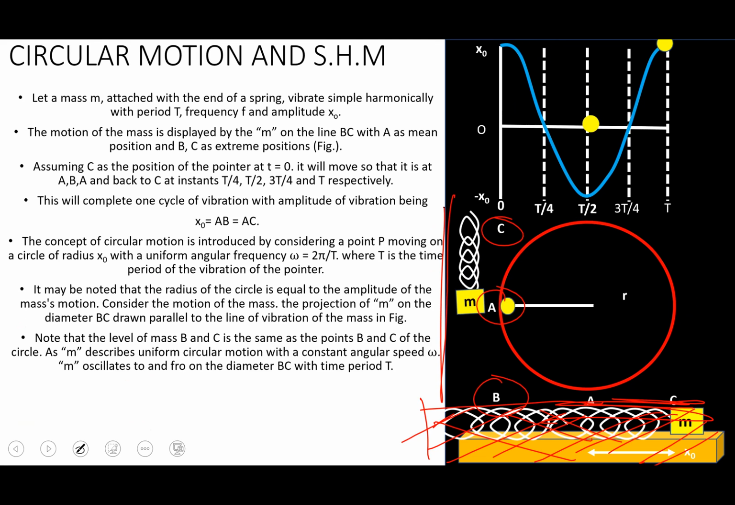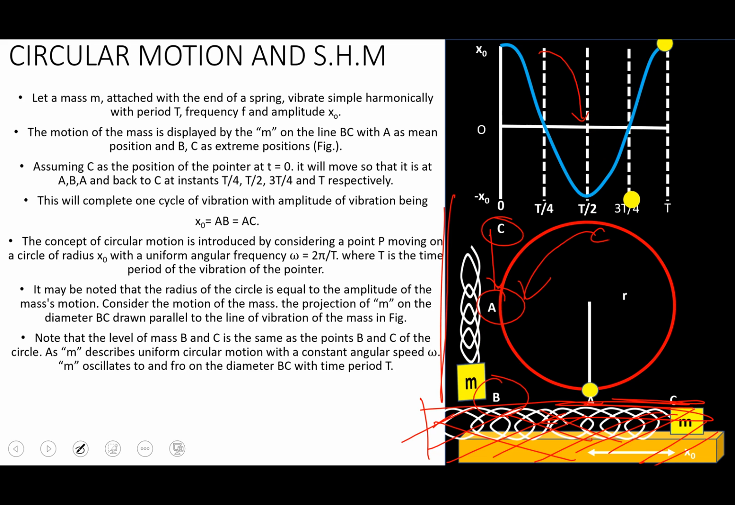Now, as it moves down again from point C to point A, now in this case, we can see that the body was at its extreme position. It went down to its mean position. From C point, it went down to A point, and in the same way, the circular motion from C point, it went down to A point, and it will continue to do so.